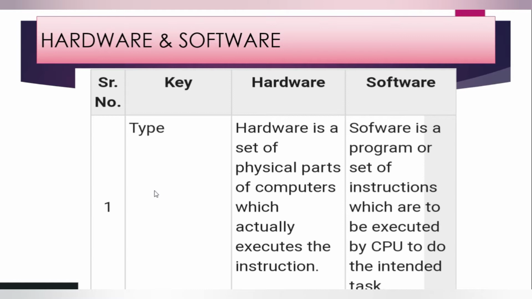Software is a set of instructions which will be executed by the CPU. Whatever instruction is provided by the user to the software, all those instructions or commands will be executed by the CPU.